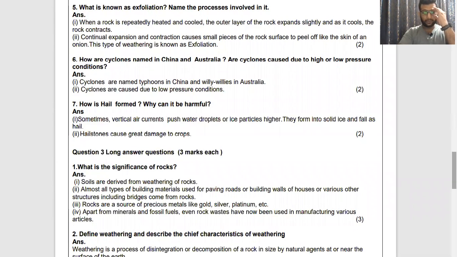Next, how is hail formed? Why can it be harmful? Sometimes vertical air currents push water droplets or ice particles higher and higher. They form into solid ice and fall down in the form of hail. Hailstones indeed cause great damage to crops. Crops get damaged because of these hailstones. They attract a lot of insects that can eat away the crops as well, and that's how they get damaged too.